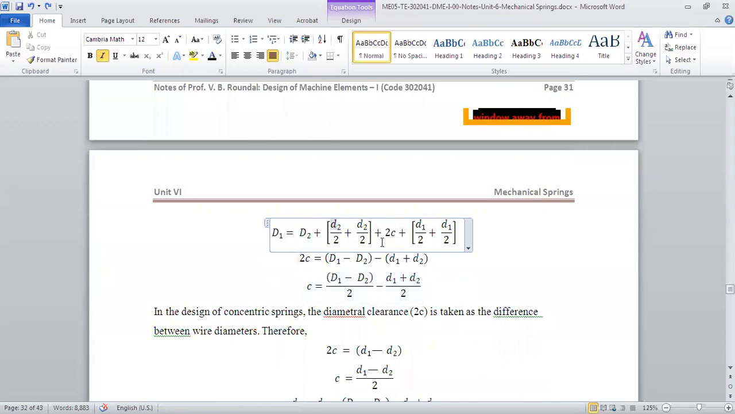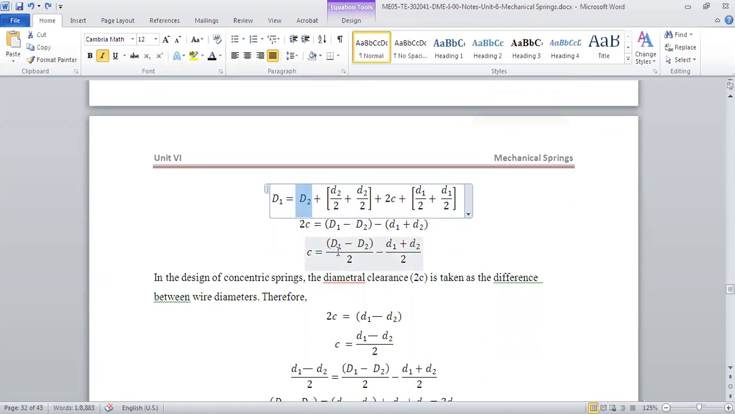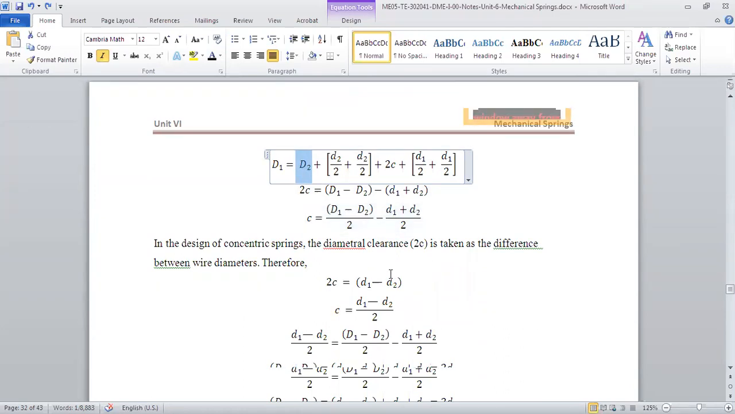So what we can say, 2c is equal to d1 minus d2 minus d1 plus d2, right? So this will be minus d2, this will be minus d1, so this is d1 plus d2, right? So 2c is equal to D1 minus D2 minus d1 plus d2. So C is equal to (D1 minus D2) upon 2 minus (d1 plus d2) by 2, right? So this is the clearance between the two springs.